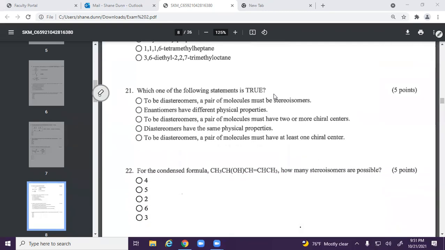Cool. 21. Which of the following statements is true? Diastereomers must be a pair of stereoisomers. Yes or no? Yes, that is good. Enantiomers have different properties. He messed the key up. I don't like this. Yeah, okay.